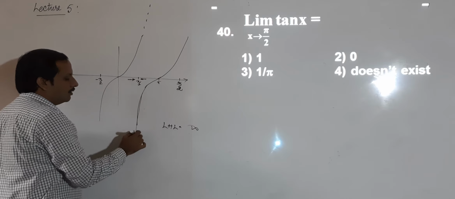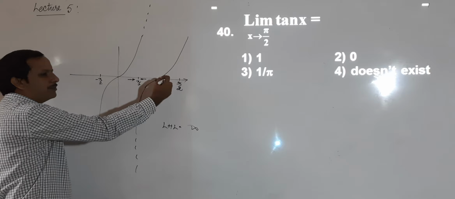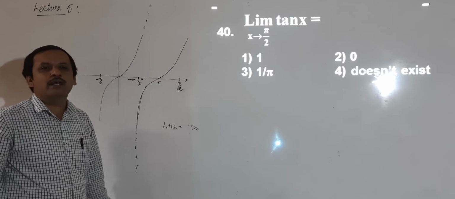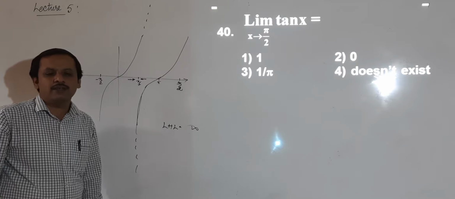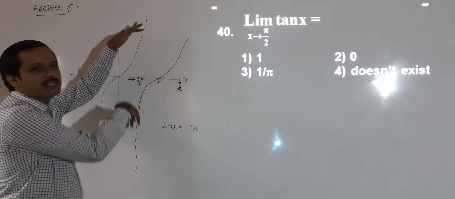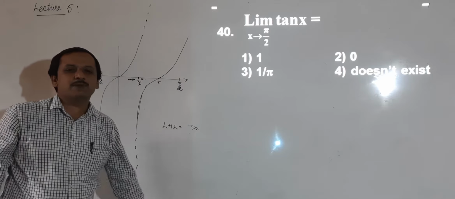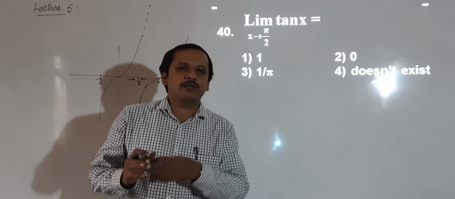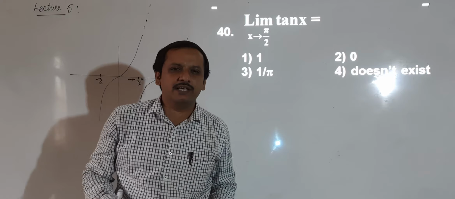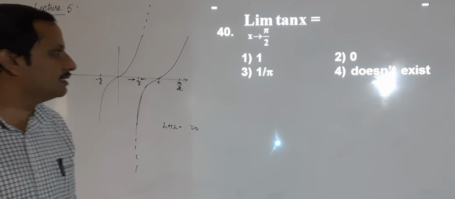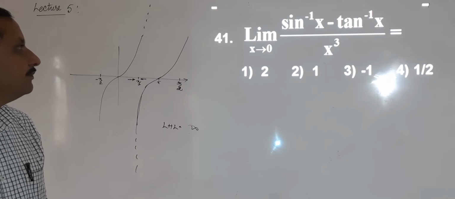When x approaches pi by 2 from the right side, tan x is going down, as you can see; it reaches minus infinity. So from this we observe that the left hand limit is plus infinity, and the right hand limit is minus infinity. So when x approaches pi by 2 from the left side and from the right side, tan x is approaching plus infinity and minus infinity respectively. Therefore, the limit does not exist. Hence, the fourth option is the answer.